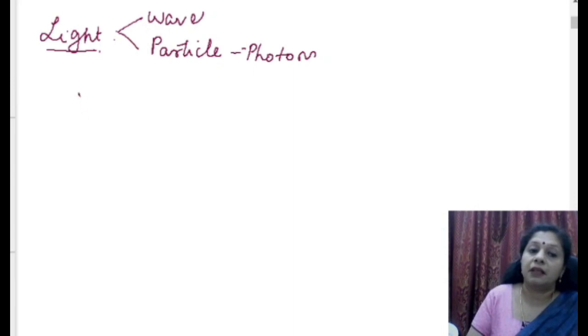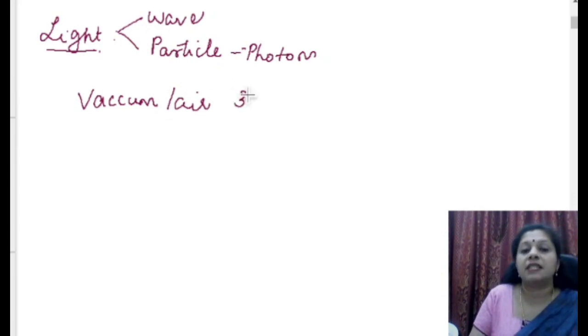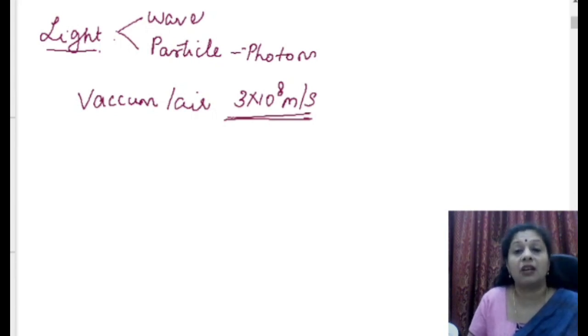The maximum velocity of light is experienced in vacuum, or it is nearly similar in air also, which is 3 into 10 to the power of 8 meter per second. This value you should learn by heart. The velocity of light in vacuum or air is 3 into 10 to the power of 8 meter per second.